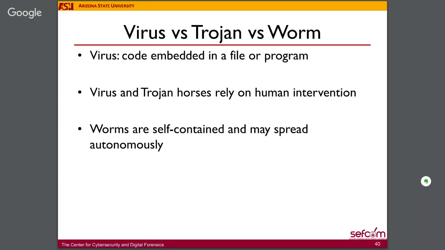So what are the distinctions between those kinds of malware? Virus and Trojan, they actually rely on human interactions like social engineering or emails to spread. But the worms are self-contained and replicate themselves and may spread autonomously. And Trojan and worm are themselves separate programs, but a virus is code attached or embedded in a binary or target.